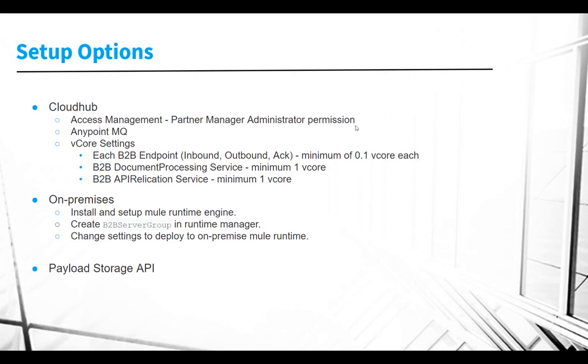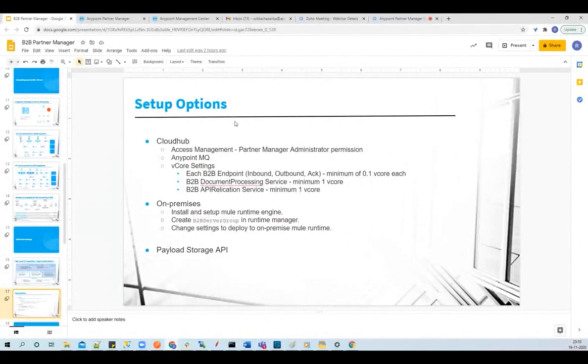I'll show why Anypoint MQ is used, and Object Store. All these CloudHub infrastructure core components are heavily used in the Partner Manager. Anypoint MQ and Object Store are heavily used. And I'll go through the vCore requirements as well once I cover the main important points.